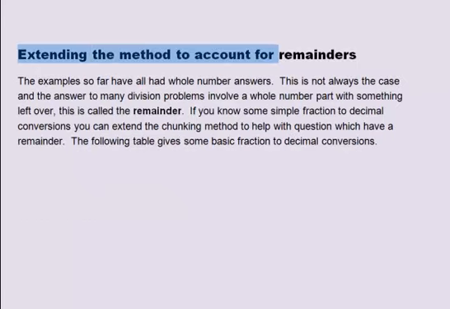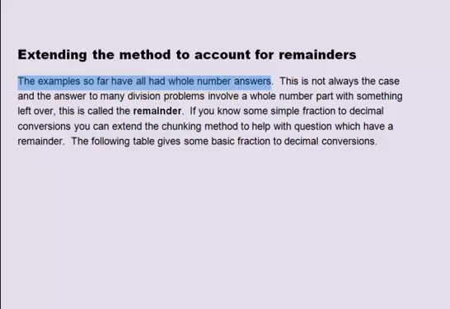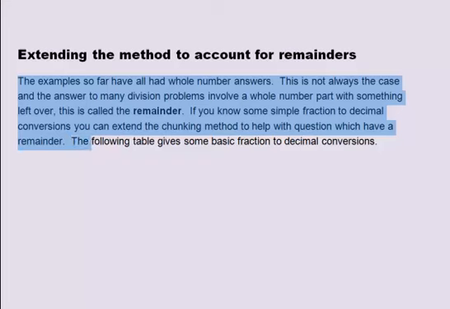Extending the method to account for remainders. The examples so far have all had whole number answers. This is not always the case, and the answers to many division problems involve a whole number part with something left over. This is called the remainder. If you know some simple fraction to decimal conversions, you can extend the chunking method to help with questions which have a remainder. The following table gives some basic fraction to decimal conversions.